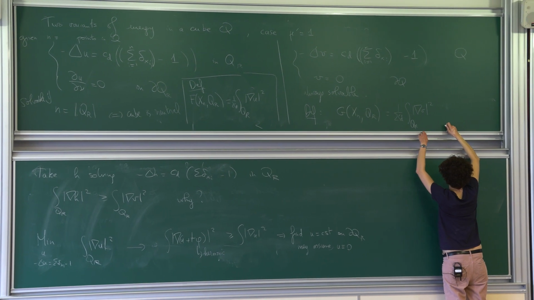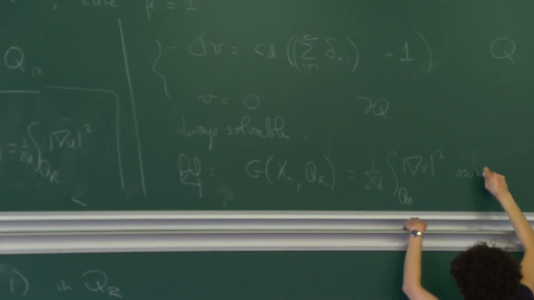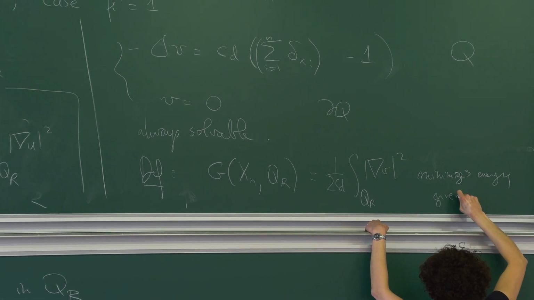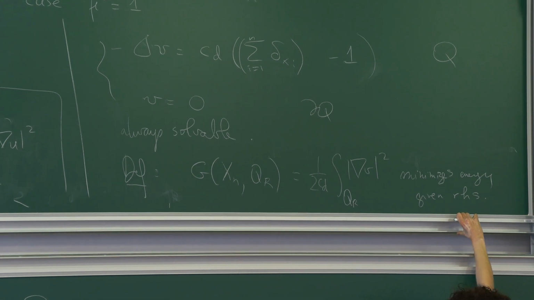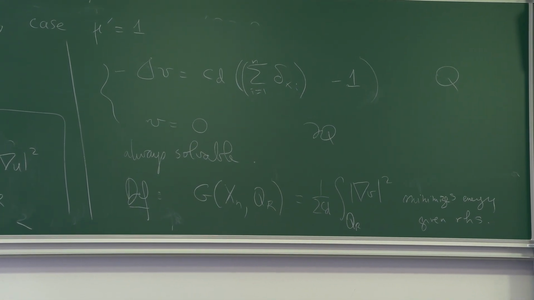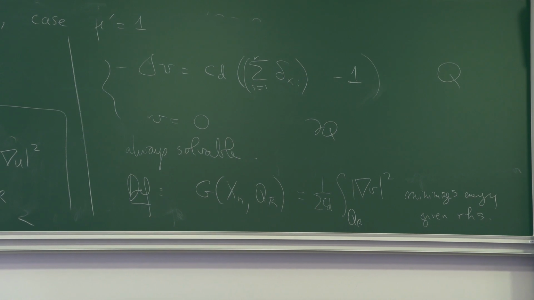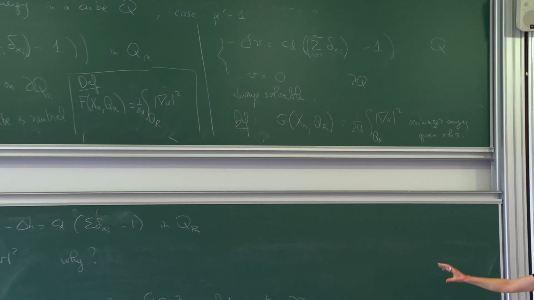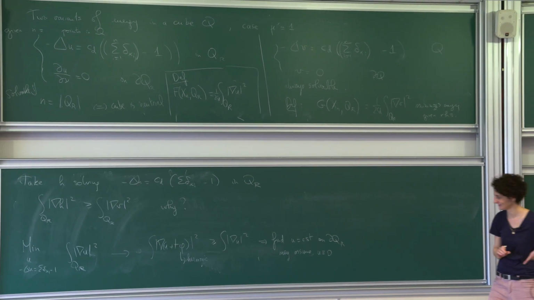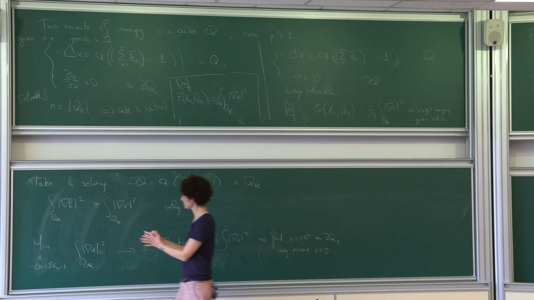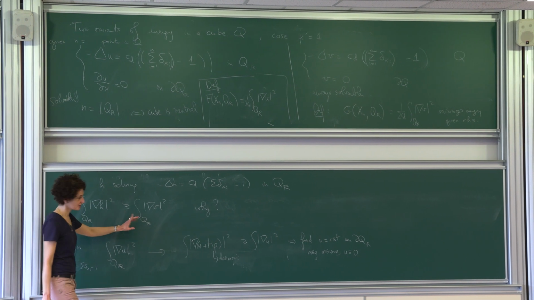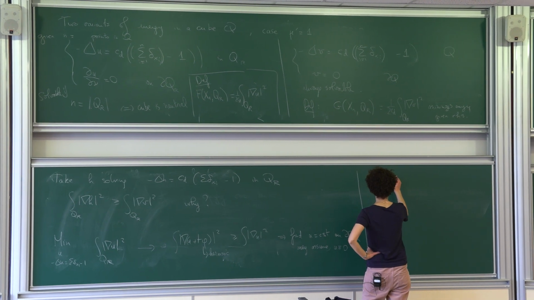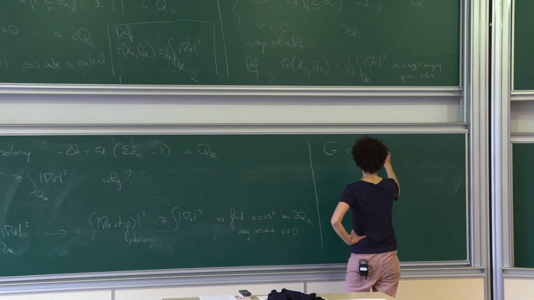So it minimizes the energy given the right-hand side. Oh, it's a little computation with Green's formula. But okay, so we have one part of the sandwich. And in addition, this proves that G is going to be good for restriction. G is super-additive.